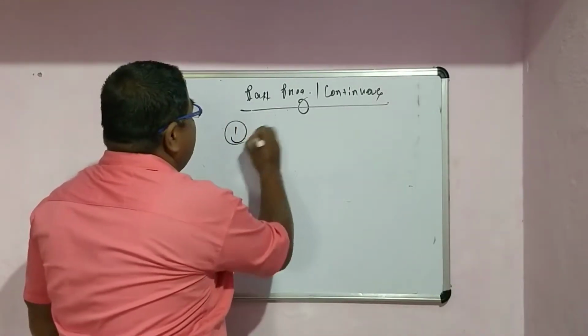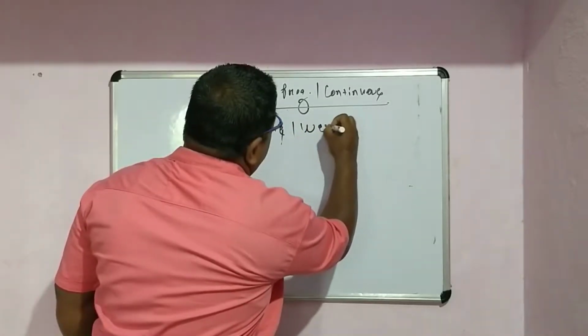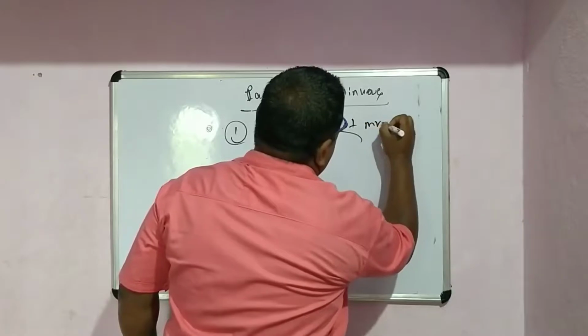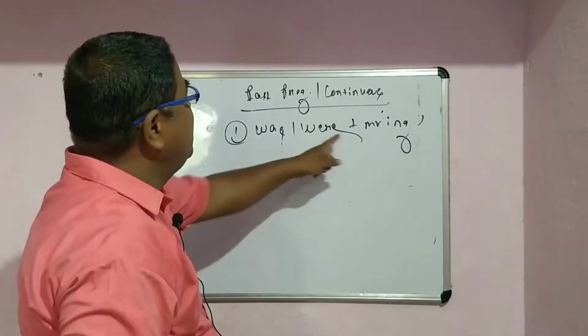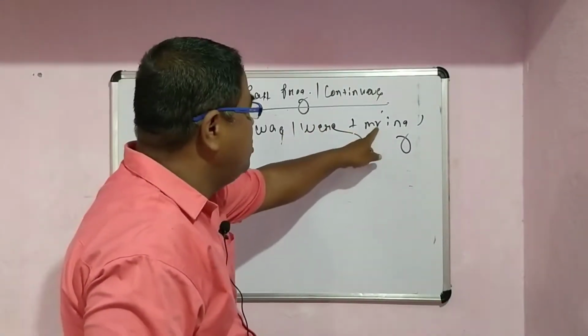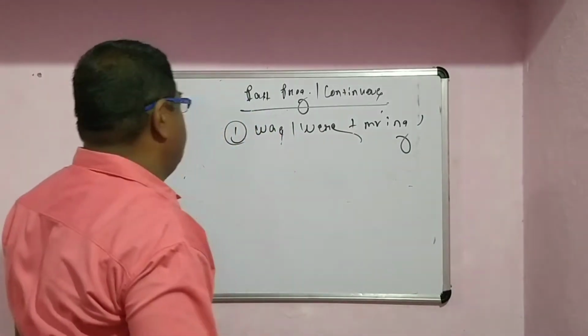Past progressive, the making. Making means first you have to write down the be verb past simple, was or were, then your main verb ends with ing. This is the past progressive. This is the making of the past progressive. First be verb past simple was or were, then your main verb ends with the ing morpheme.